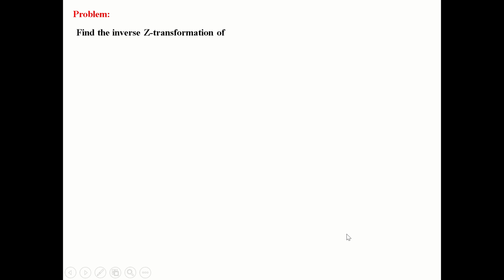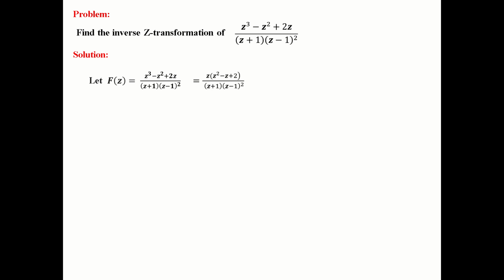Next problem. Find the inverse z transformation of (z³ − z² + 2z) / ((z + 1)(z − 1)²). Let f(z) = (z³ − z² + 2z) / ((z + 1)(z − 1)²). Taking z outside in the numerator, the remaining is z(z² − z + 2) / ((z + 1)(z − 1)²).